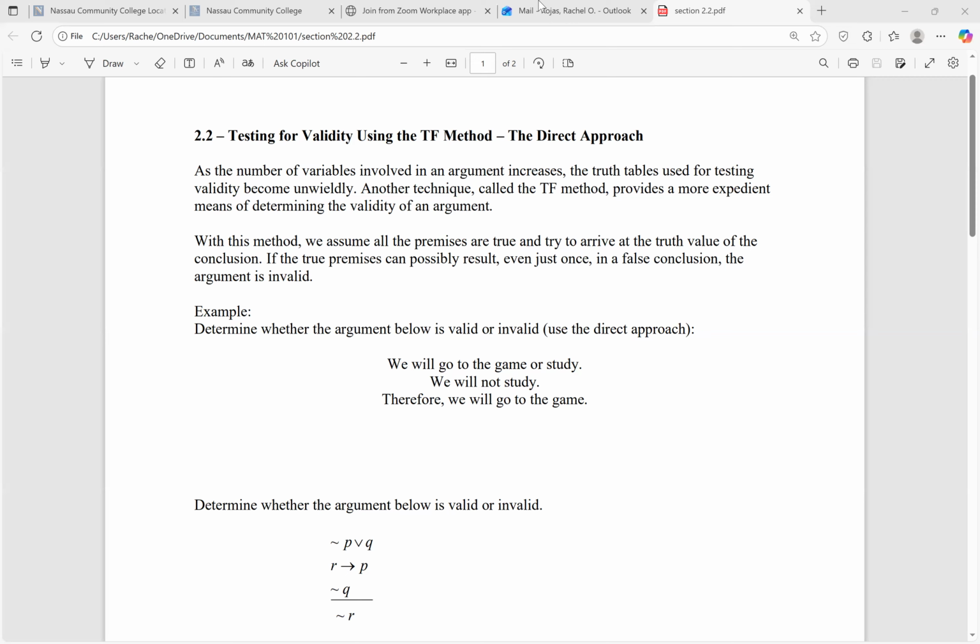There's a more direct approach to doing this because, depending on how many simple statements we have in an argument, depending on how many variables, the truth table could become rather large and it just gets out of control and it's too much work. So that's what I have here in this first paragraph: as the number of variables involved in an argument increases, the truth tables used for testing validity become unwieldy. So another technique called the true-false method provides a more expedient, or quicker, means of determining the validity of an argument. So this is how we're going to approach this method.